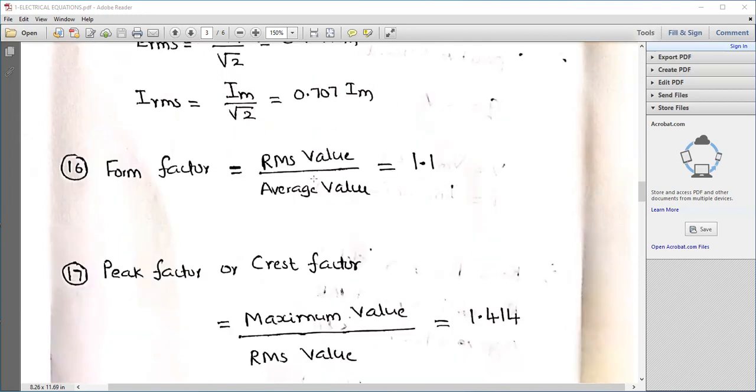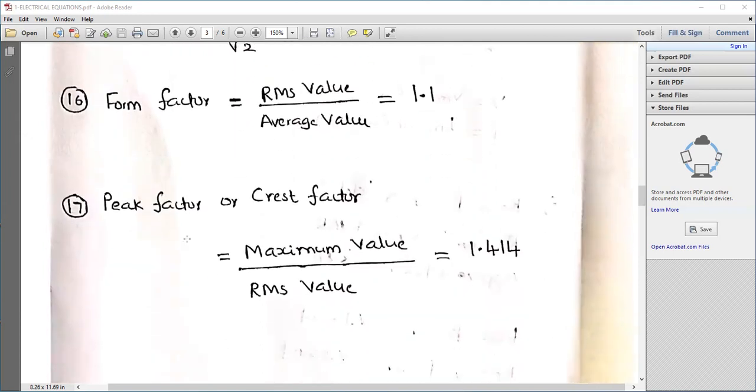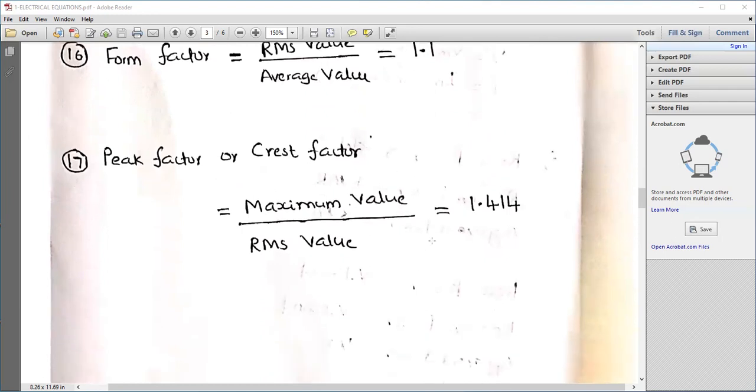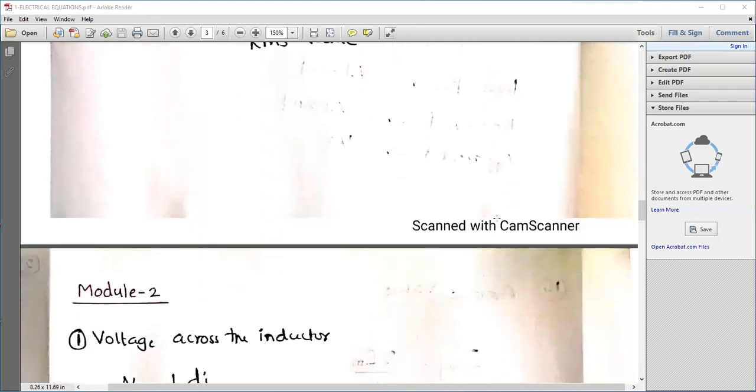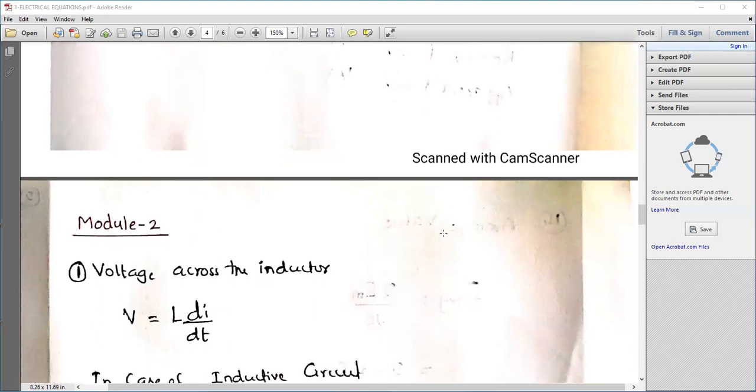Form factor is the ratio of RMS value to the average value, whereas peak factor is the ratio of maximum value to the RMS value, that is equal to 1.414. These are quite important equations you can expect in the derivation as well.